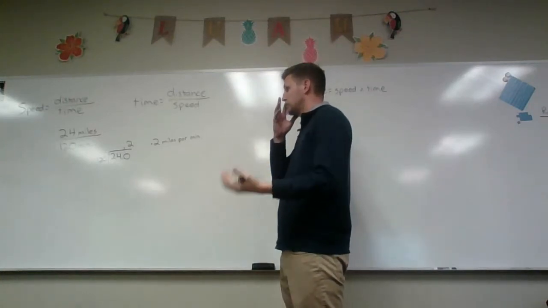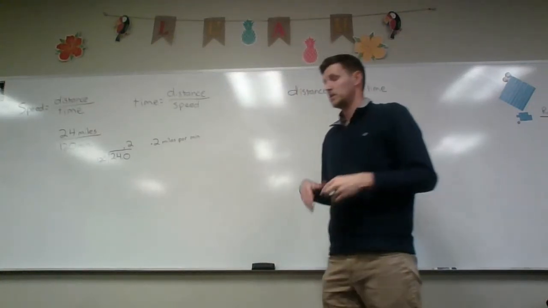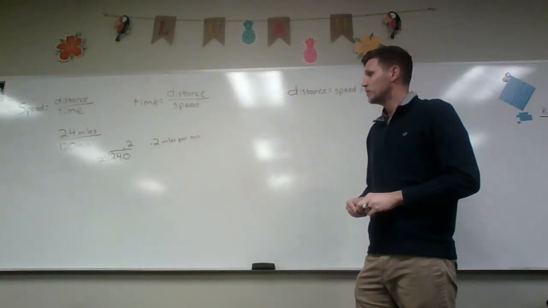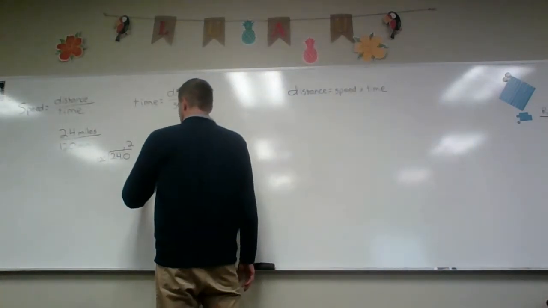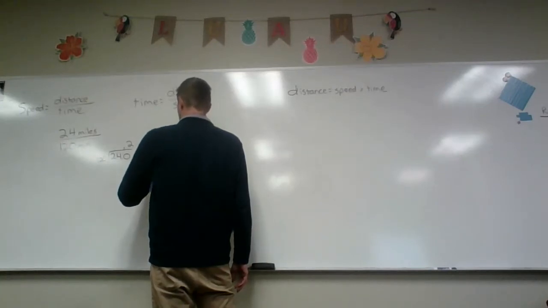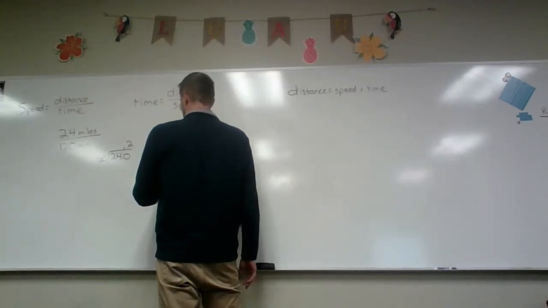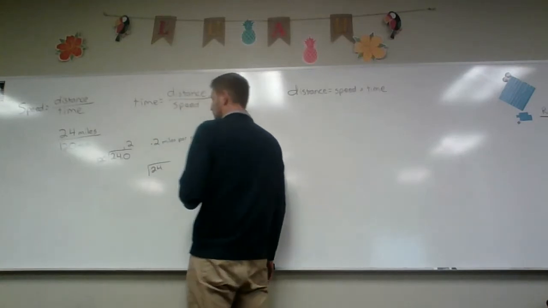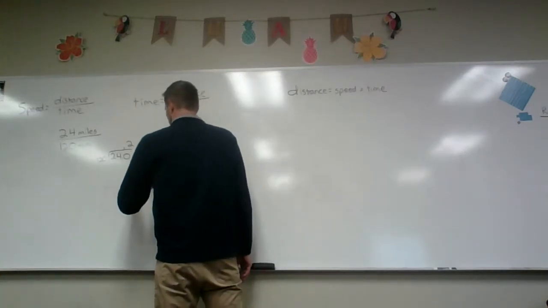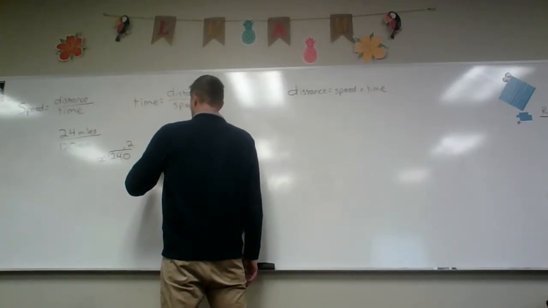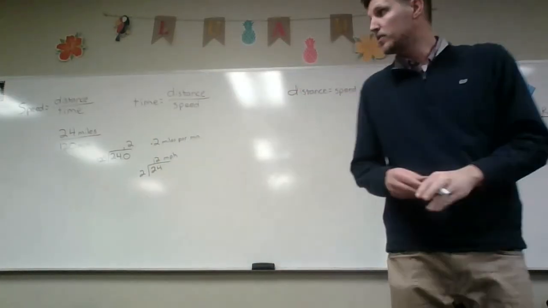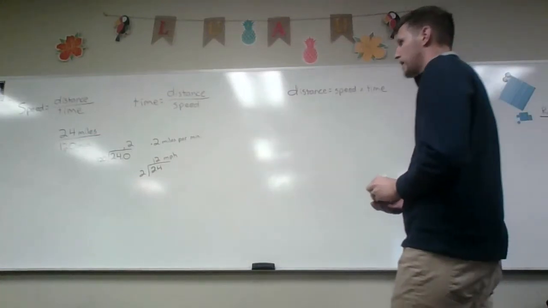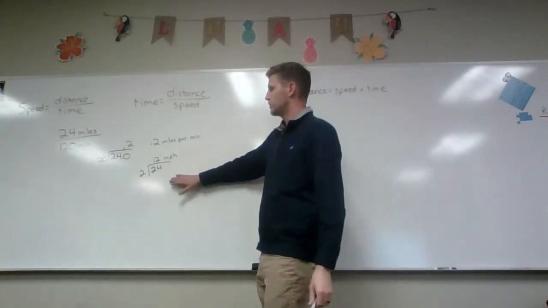So that means if I ran 24 miles in 120 minutes, which would be 2 hours, and we figured that out in hours, it would be 24 miles. Sorry, I'm mistaken. 24 miles and then 2 hours, that would be 12 miles per hour on average. Either one of these means the same thing, 0.2 miles per minute or 12 miles per hour.